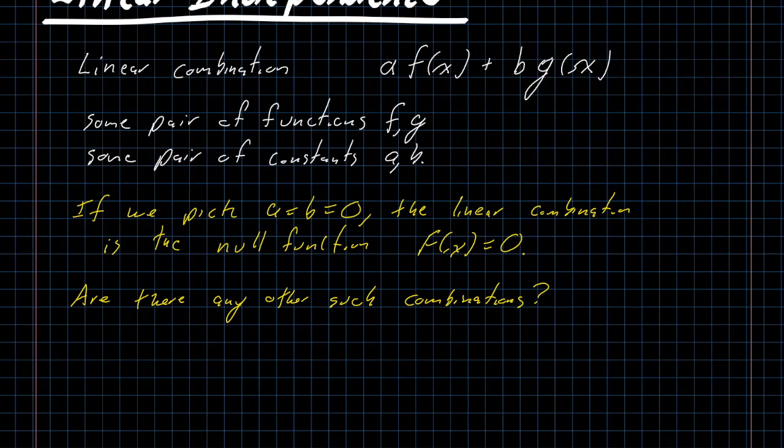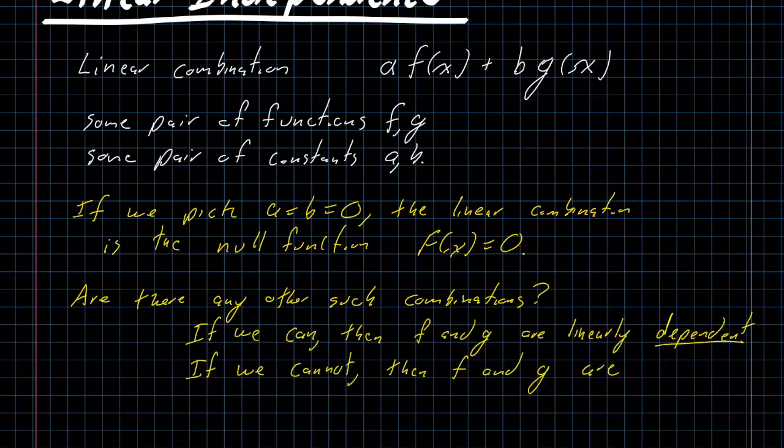Our question is, can we find another pair of numbers, another pair of a and b, so that when we take the linear combination, we get out 0? If we can, then the functions are linearly dependent. If we cannot, then the functions are linearly independent. So those are our watchwords: linearly dependent, linearly independent.